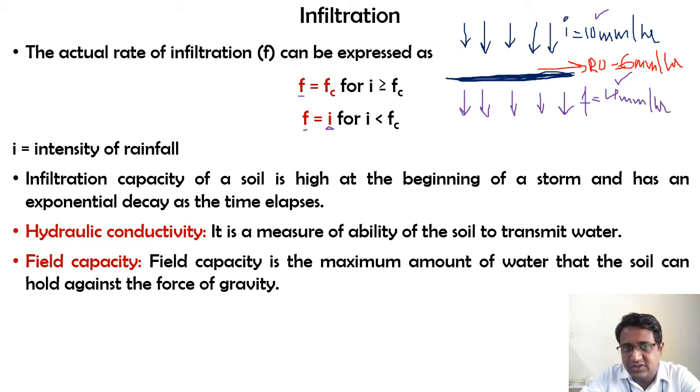Okay. So if I try to explain the first equation over here, see this, infiltration rate, that is F, is equal to infiltration capacity Fc for I greater than or equal to Fc. What do you mean by this? The infiltration rate will be equal to the infiltration capacity when the intensity of rainfall is more than or equal to the infiltration capacity. So if you check here, for the first case there will not be any rainfall, that is runoff, that is going to occur.